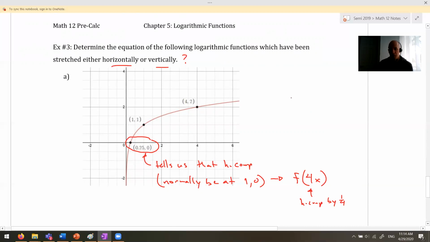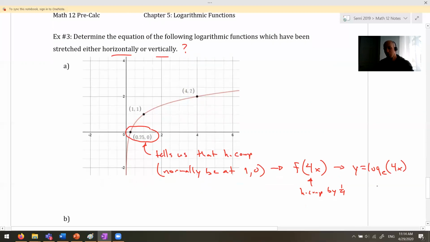So what we know so far is y equals log of 4x. Now the challenge here is we don't know what the base is. So what's the base? The way we're going to do that is we're going to think about, okay, if this was just y equals log base c of x, what if all these points weren't horizontally compressed? If these points weren't horizontally compressed, they'd all shift out to 4, 1. This one would shift over to 1, 0, and this one would shift all the way over to 16, 2.